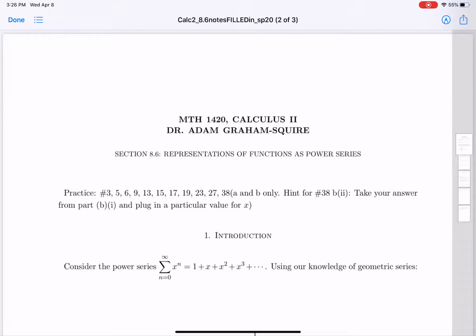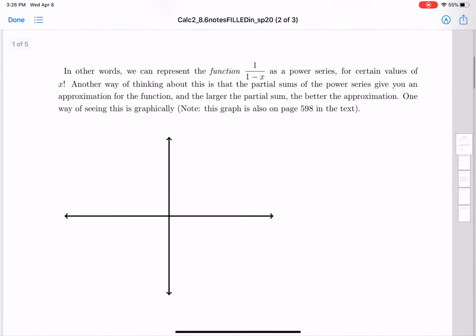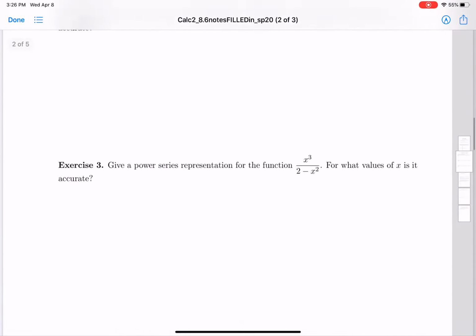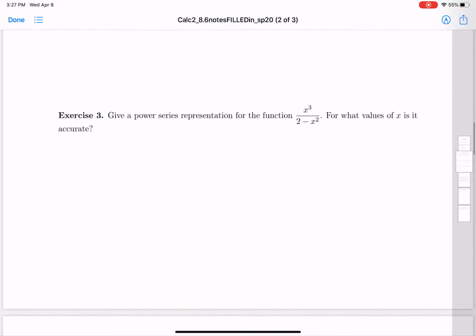What just happened? That is not what I wanted. Let's go back to this one. Oh no, it all disappeared. Drat and blast. Well, let's just finish doing what I was doing.